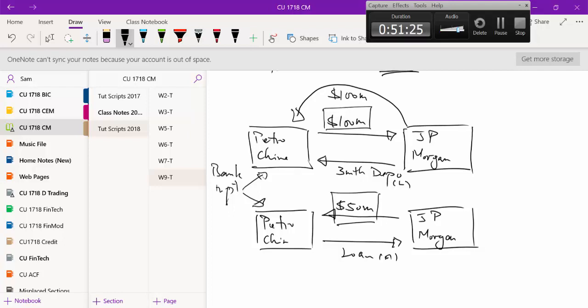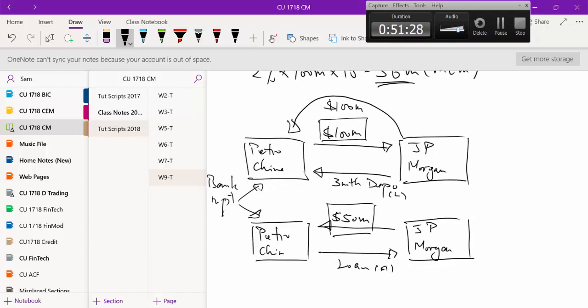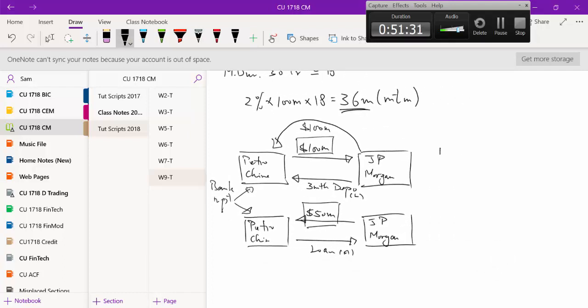Now, I'll give you two scenarios. Scenario one is that JP Morgan should pay PetroChina the net amount, which is $50 million, right? Because there's a loan. So although PetroChina actually placed $100 million with JP Morgan, now they are bankrupt, so they defaulted on this one. So JP Morgan should simply pay back to PetroChina the difference between 100 and 50.